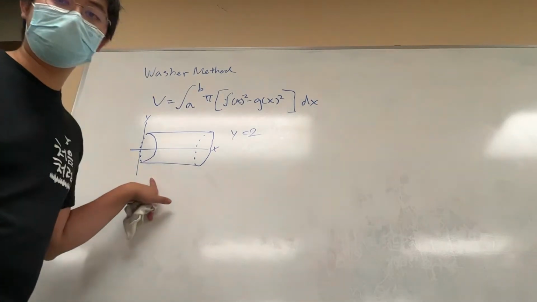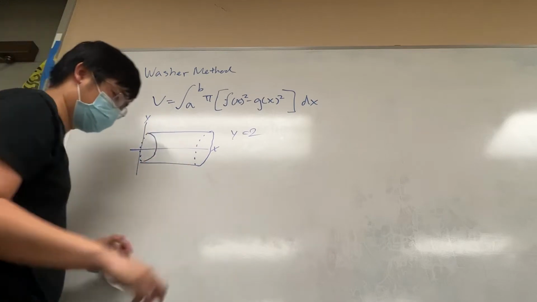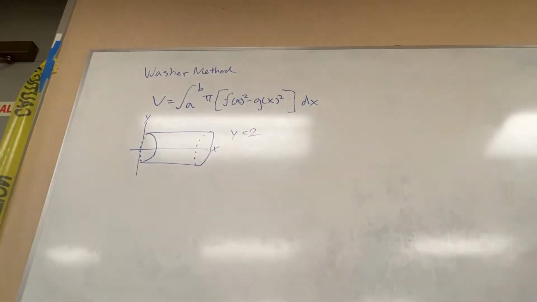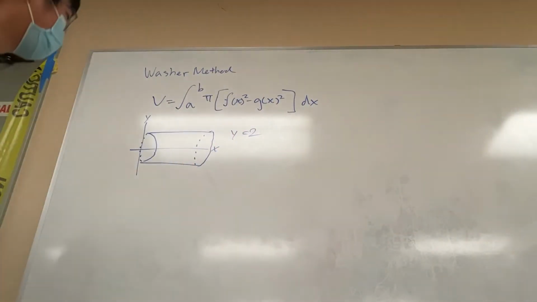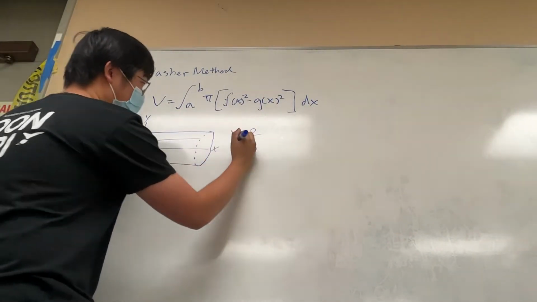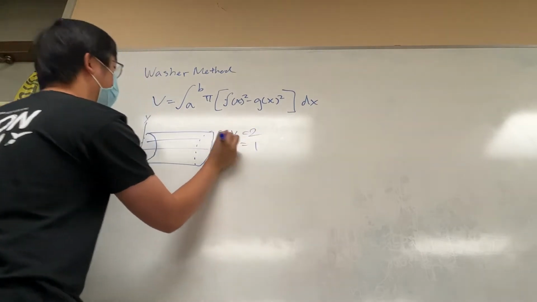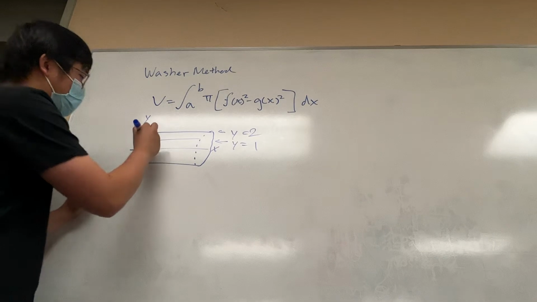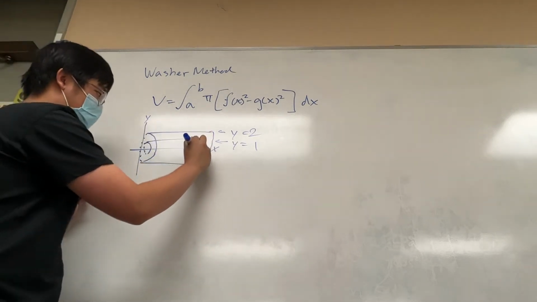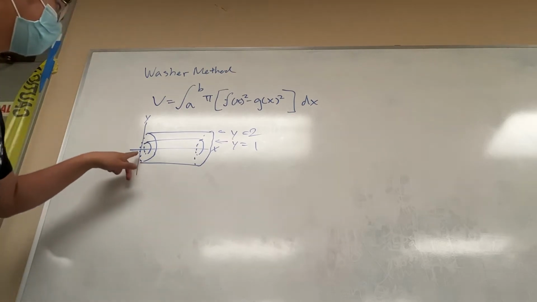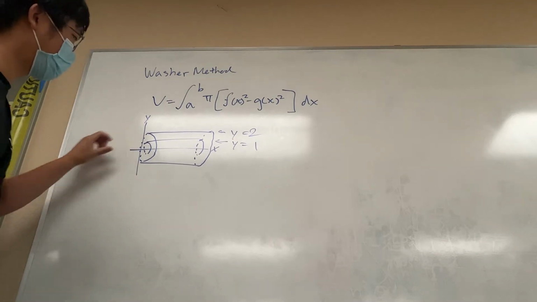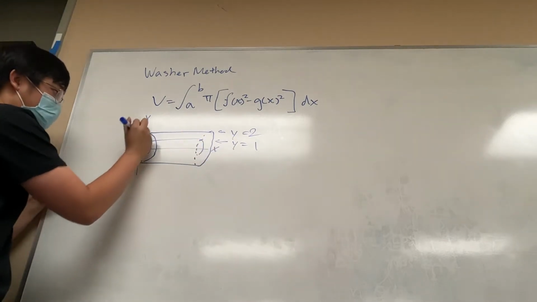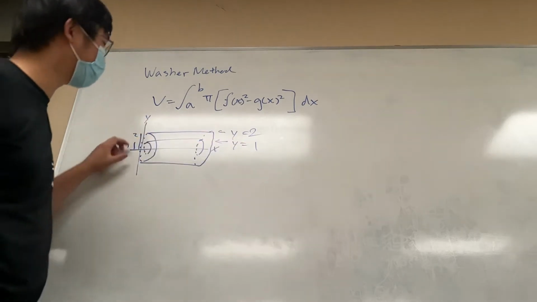We can do this again for a separate function. For example, let me get a different color. I don't have one, so we're going to call this line y equals 1. Again, we can rotate this around its axis to get a second cylinder. Now we have two cylinders rotated around the x-axis of different lengths. From here to here, we know that this is 1 since y is equal to 1. And from here to here, we know this is 2 since y is equal to 2.